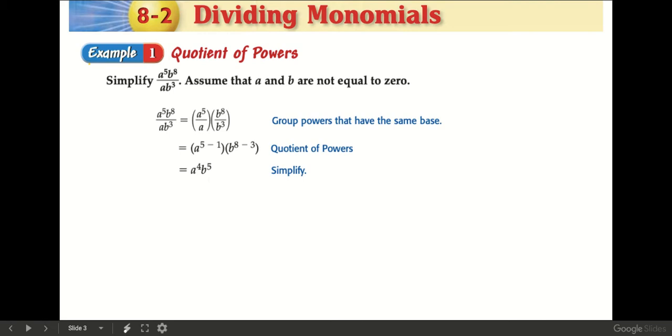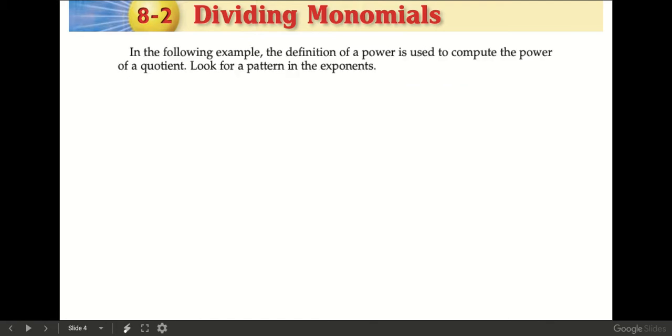So that's how I'd use my quotient of powers rule to be able to simplify this expression. In the following example, the definition of a power is used to compute the power of a quotient. Look for a pattern in the exponents.